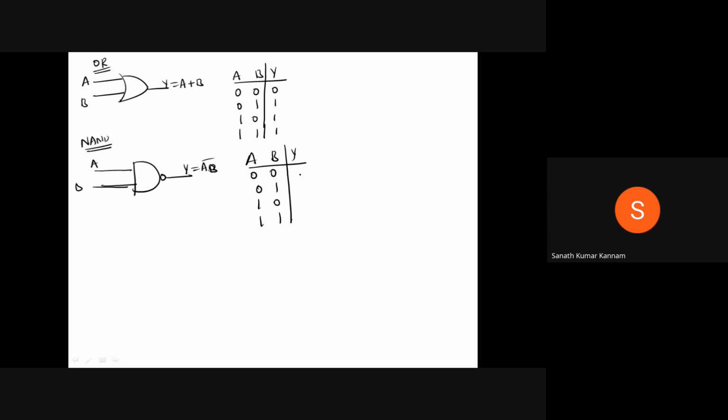So what is a NAND gate? NAND gate is nothing but: if any one of the inputs is 0, the output is high, and if both inputs are high, the output is low. That is a NAND gate.